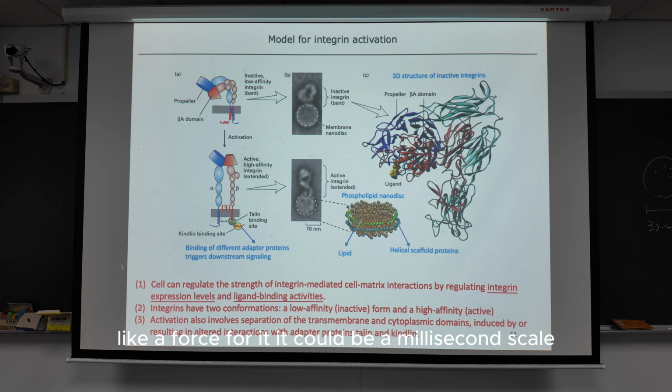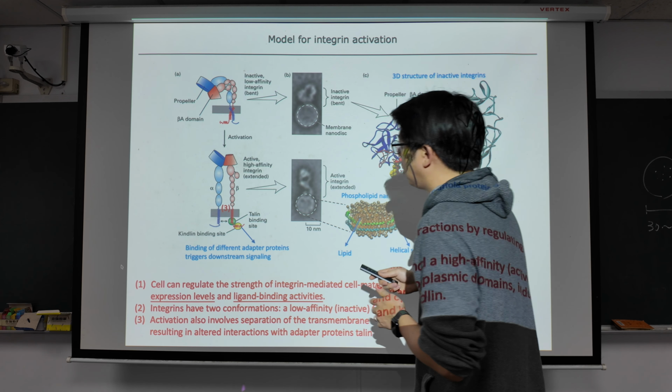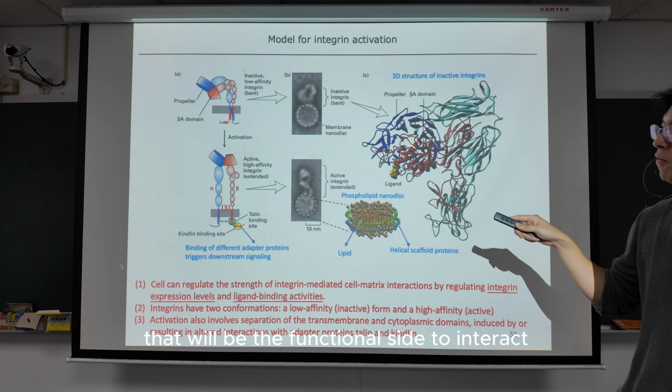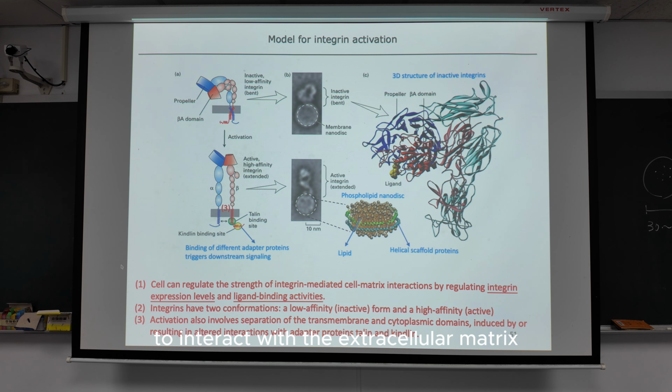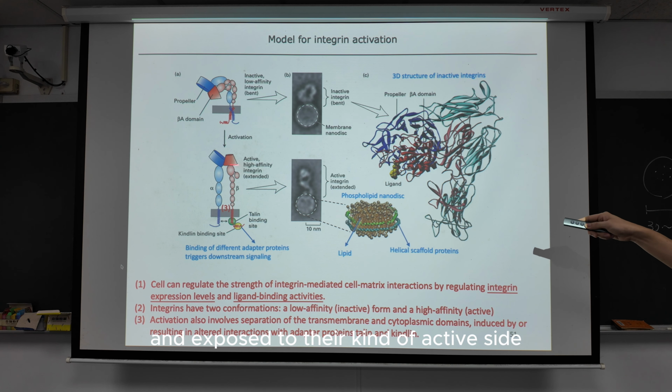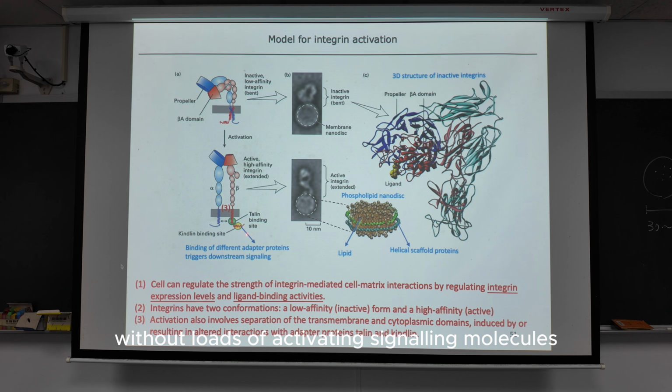The integrin has a functional site here, which is the site that interacts with the extracellular matrix. If it binds a certain cytosolic molecule here, it changes conformation and becomes really straight, exposing its active site to interact with the ECM. Without those activating signaling molecules, it bends and hides its functional site, so it doesn't interact with the ECM. That is the inactive conformation, the protein structure of the inactive state.